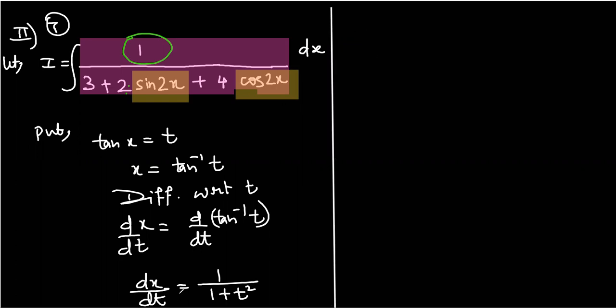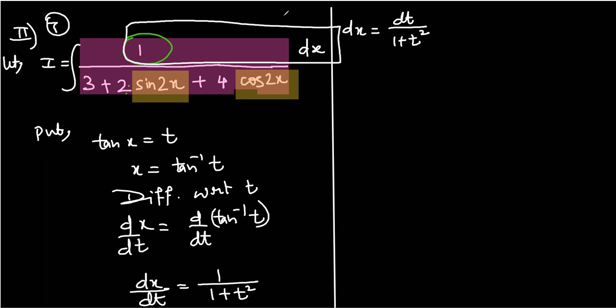So I multiply this dt on the right side, so I get dx equals 1 upon 1 plus t square into dt, that is dt upon 1 plus t square. So for 1 dx, what are you going to write? For 1 dx you will write dt upon 1 plus t square. Now you have to write for sine 2x and cos 2x, which formulas you already know.